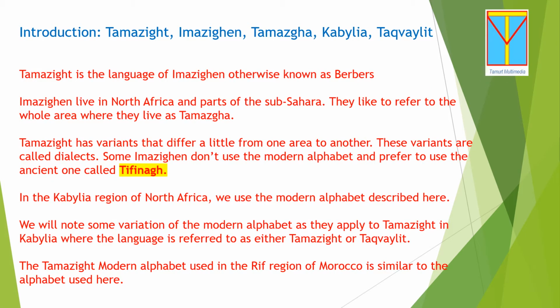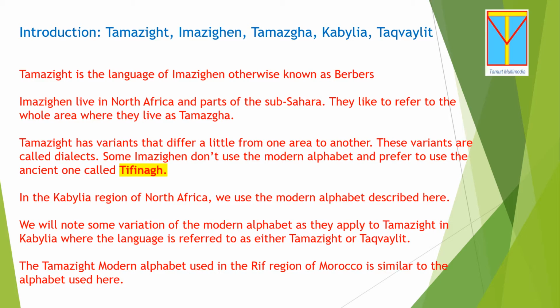Introduction. Tamazight, Imaziran, Tamazra, Kabylia, Taqbayli. Tamazight is a language of Imaziran, otherwise known as Berbers. Imaziran live in North Africa and parts of the Sub-Sahara. They like to refer to the whole area where they live as Tamazra. Tamazight has variants that differ a little from one area to another. These variants are called dialects.